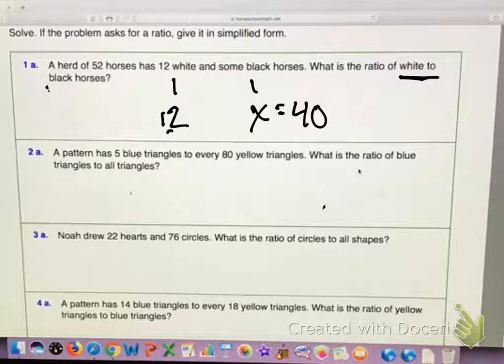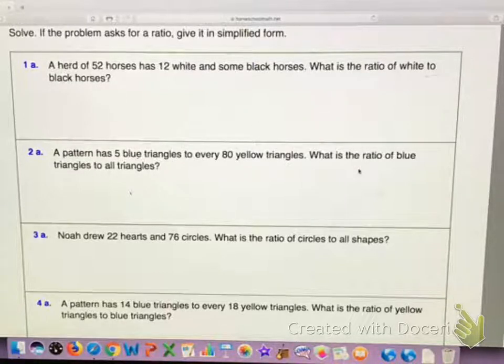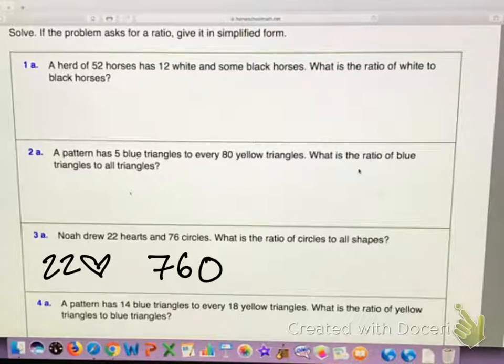So, here is a harder one. And I know you guys struggled with reading these ones and it made me sad, but it's okay. So, Noah drew 22 hearts and 76 circles. What is the ratio of circles to all shapes? Circles to all shapes. So how many circles did he draw first? Jenna?